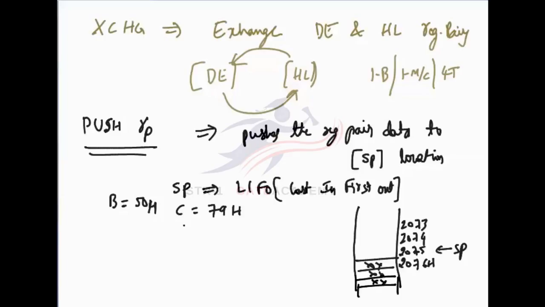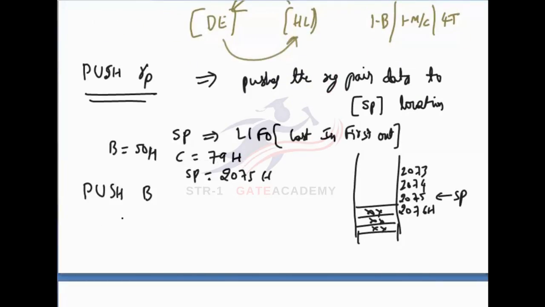Now what is your stack pointer location? 2075H. Stack pointer is a 16-bit register, that's why it stores 16-bit data. Now I'm performing a push operation, push B. Then the BC register pair is taken, because B here means the register pair. So the higher order is stored into this location, so B register data is stored here, then C register data is stored here.